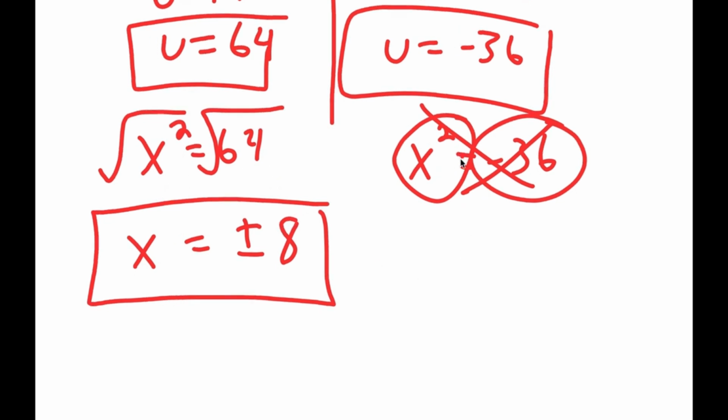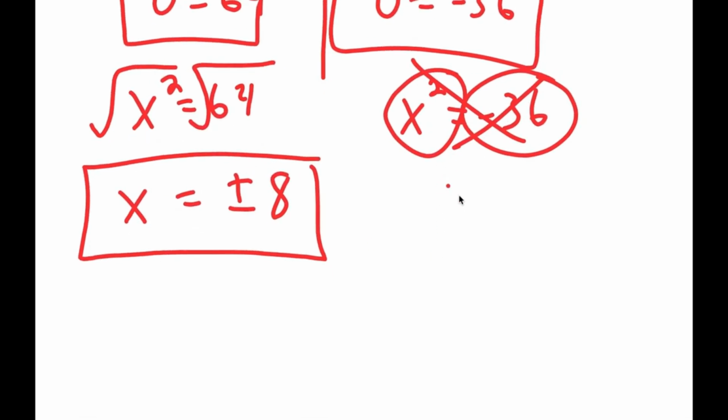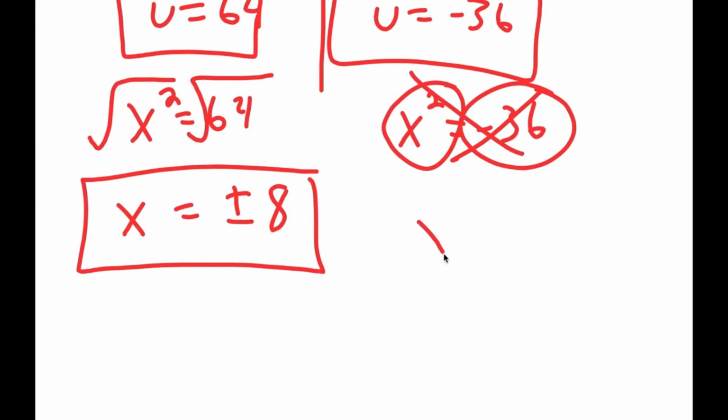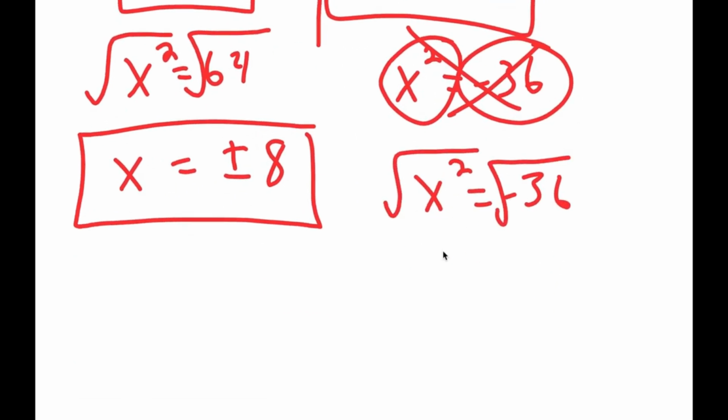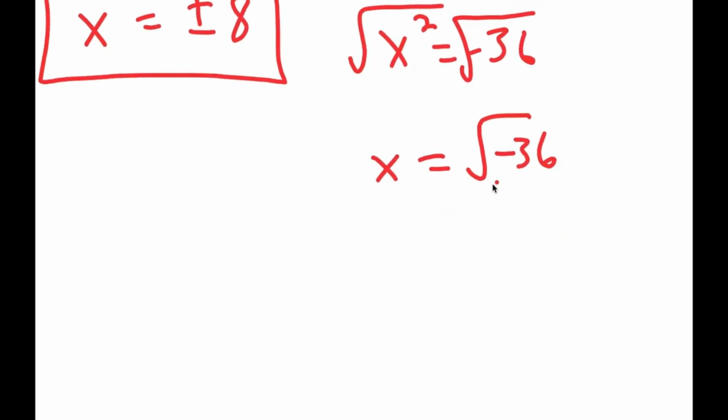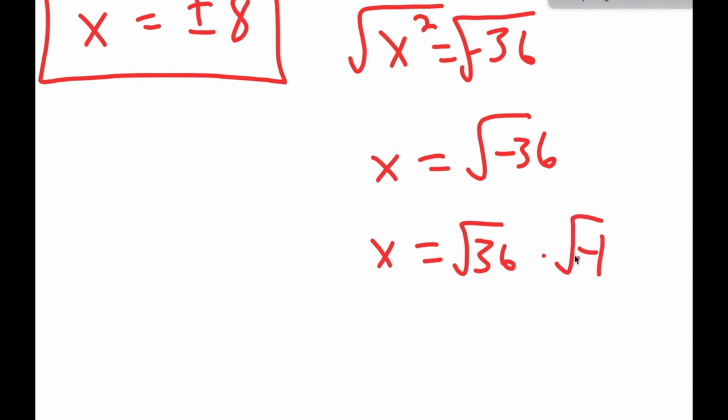And I know that I said this wasn't work, but there actually is a way we can use this to find solutions, not real solutions, but imaginary solutions. So to do that, x squared is equal to negative 36. If I take the square root on both sides, I get x is equal to the square root of negative 36. And the square root of negative 36 is the same thing as the square root of 36 times the square root of negative 1.